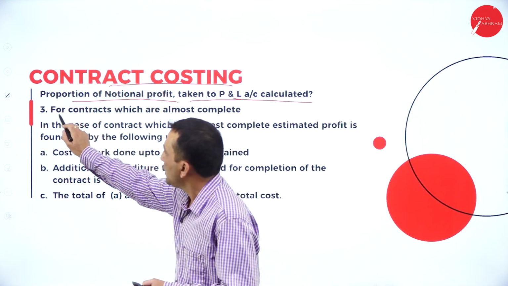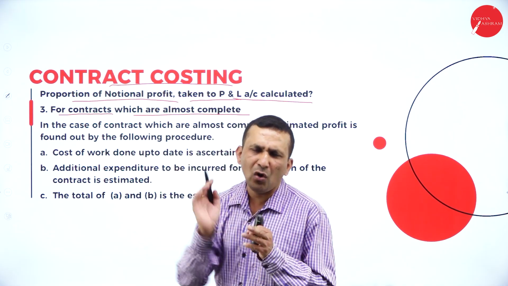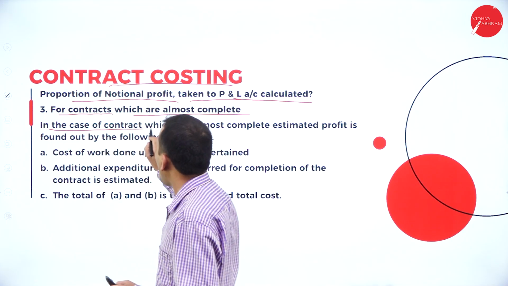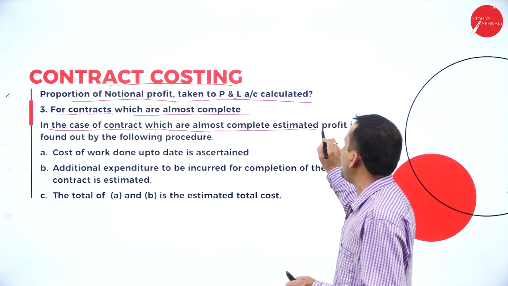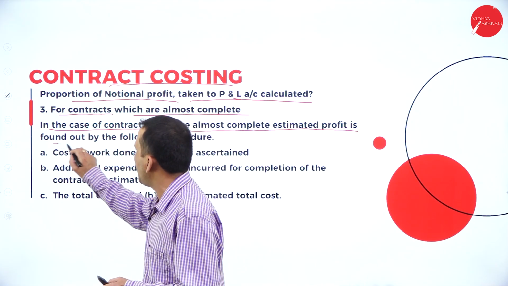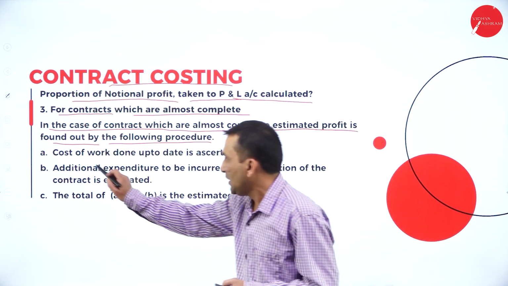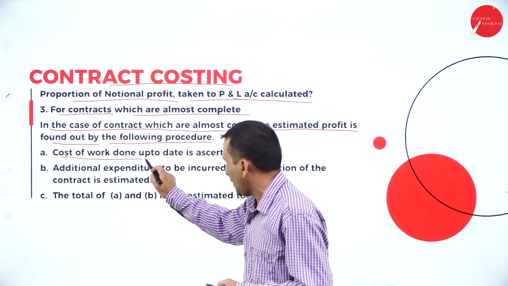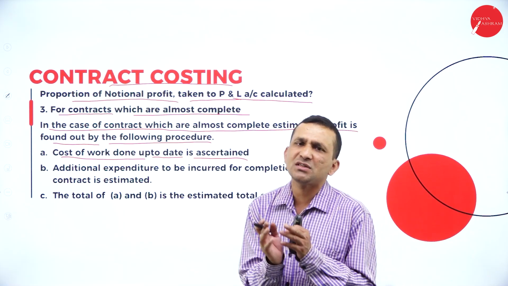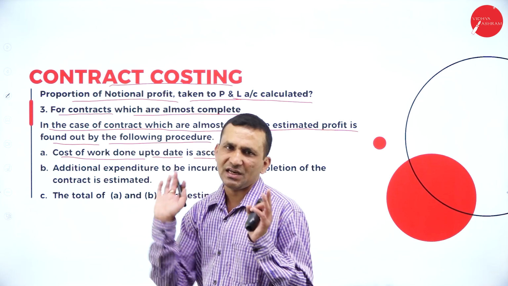Now the third one, for contracts which are almost completed, more than 90% completed. So in case of contracts which are almost completed, estimated profit is to be found out by the following procedure. The first procedure: the cost of work done up to date is ascertained, because almost the work is completed. So till the date, how much cost is incurred.